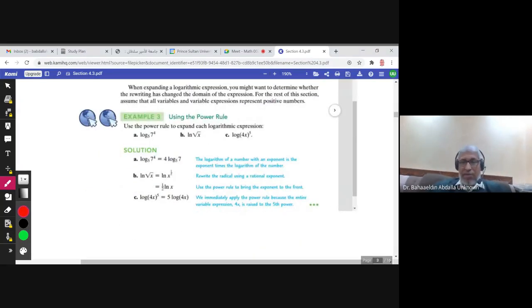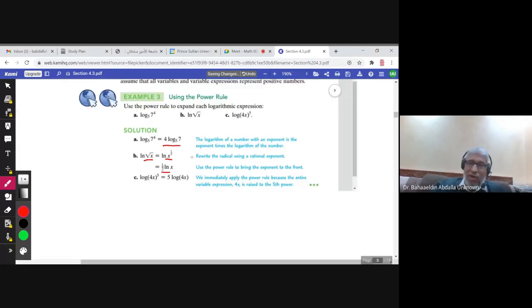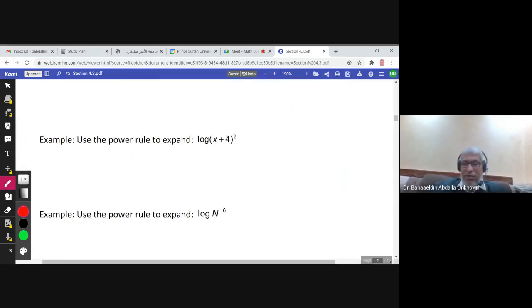Okay, some examples about the power rule. Here, you can take 4 out, so you can write it 4 log 7 to the base 5. Here, you can write square root of x as x to the power half, and then you can take the half outside by the power rule. Here, since 5 is the power of 4x, all of it, you can take 5 outside, so you have 5 log 4x. So these are some examples about the power rule.